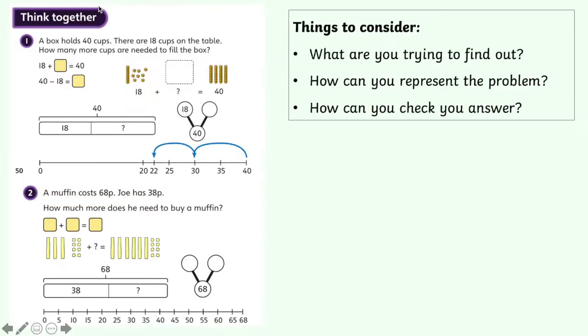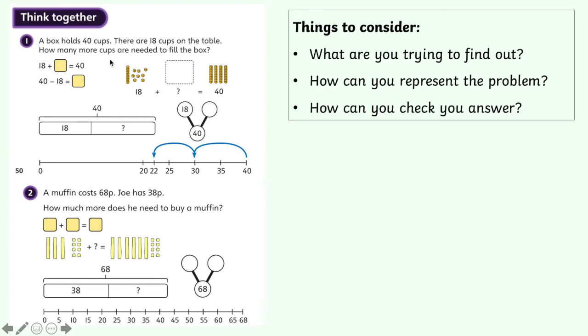Let's think together then. I'll talk you through question 1 and then you can do question 2 by yourself. Question 1 says this. A box holds 40 cups. There are 18 cups on the table. How many more cups are needed to fill the box?